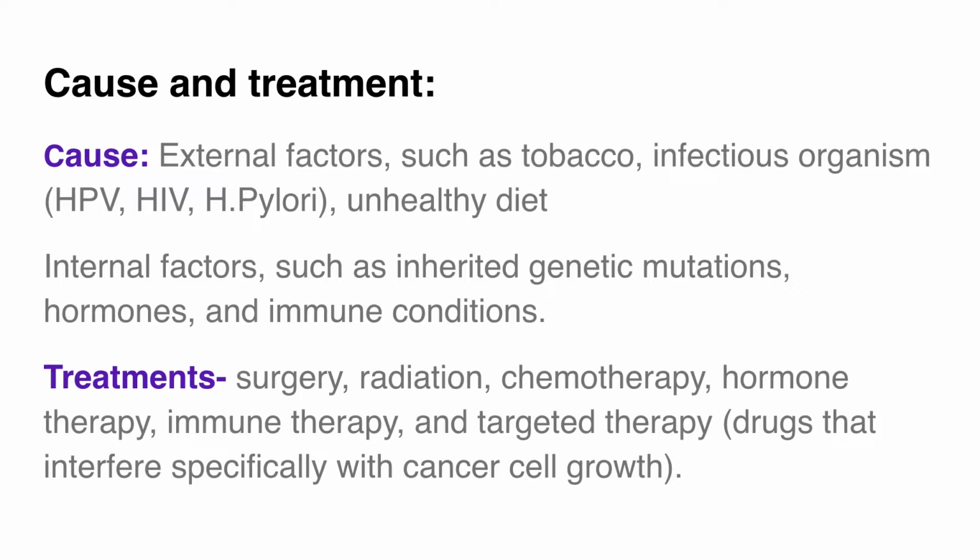Internal factors are those things that we don't have control over, so they're kind of unchangeable. This can be anything from inherited genetic mutations, hormones, if it's a hormone mediated cancer cell, and immune conditions. So, there was one study in Johns Hopkins that found a connection between autoimmune diseases similar to RA and lupus and some forms of breast cancer. So, that's still an ongoing area of research.